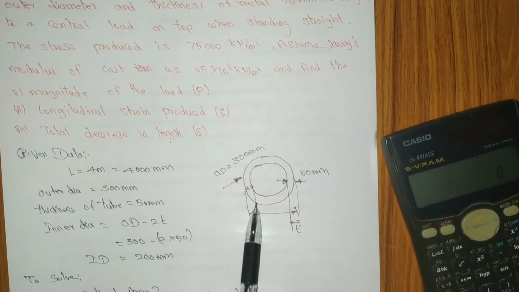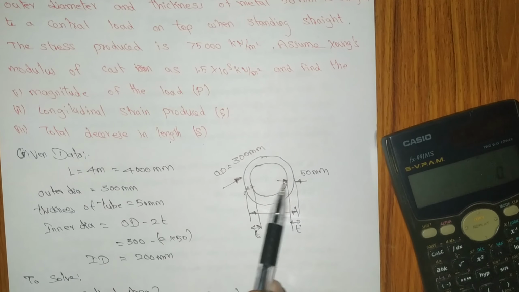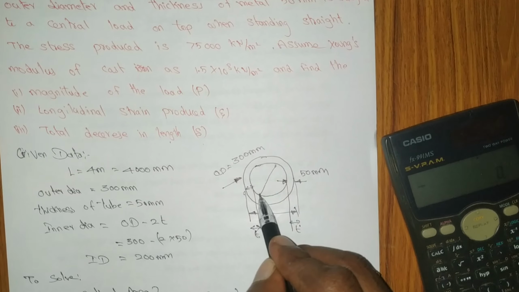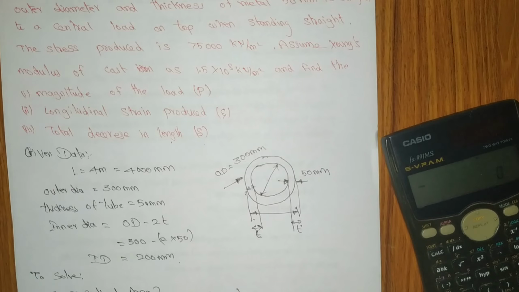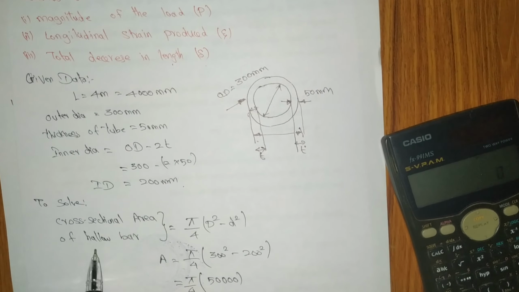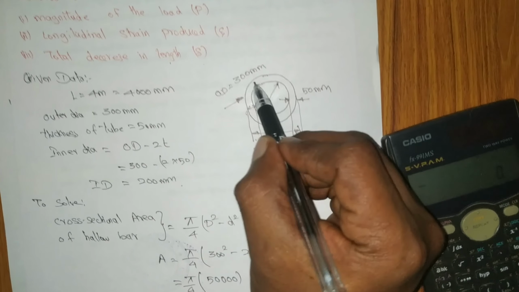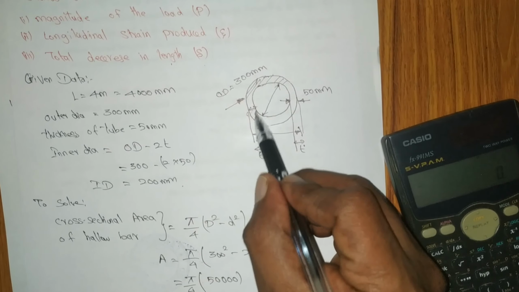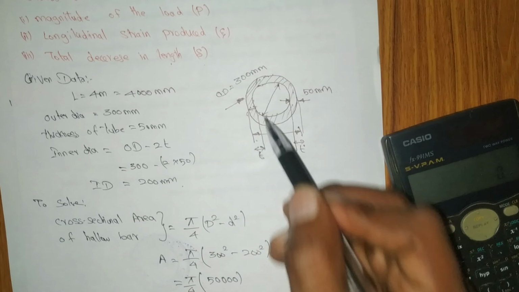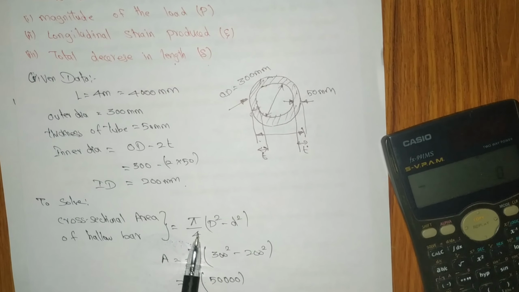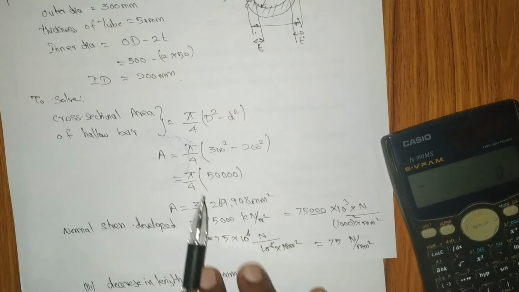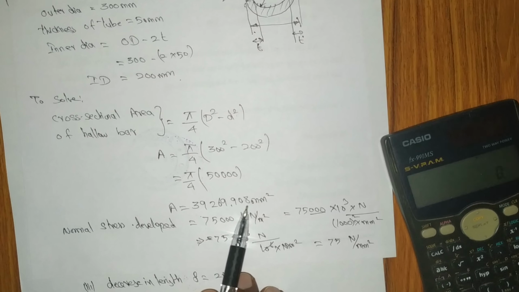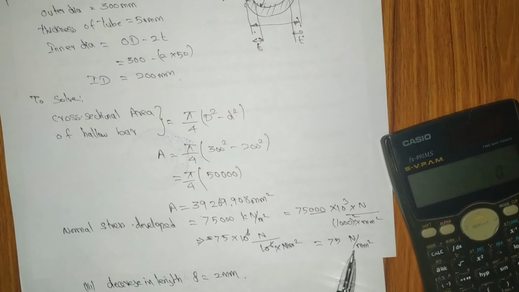The inner diameter is the outer diameter minus 2 times the thickness, because the entire diameter is the outer diameter and you need to subtract the thickness on both sides. Then we find the cross sectional area of the hollow bar, only the area of the material. We take pi by 4 into D square minus small d square, where D is the outer diameter and d the inner diameter. We get a value of 39269.908 mm square.